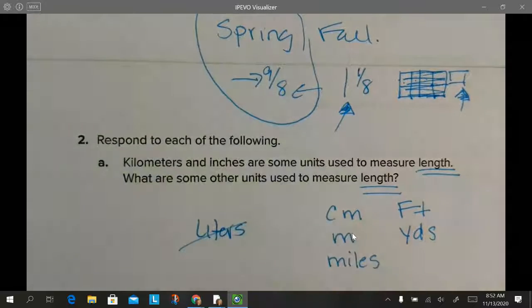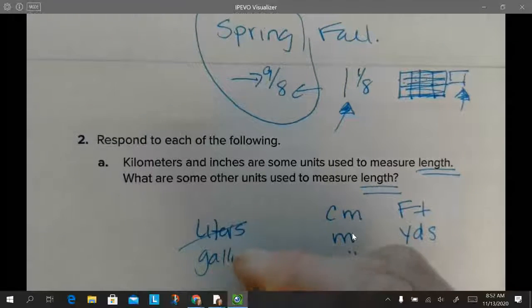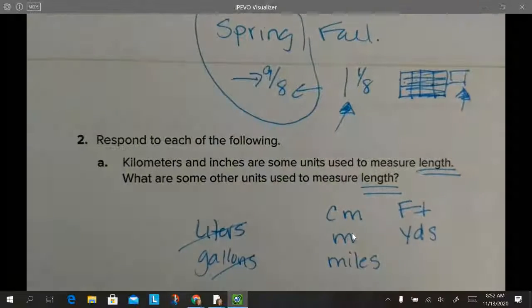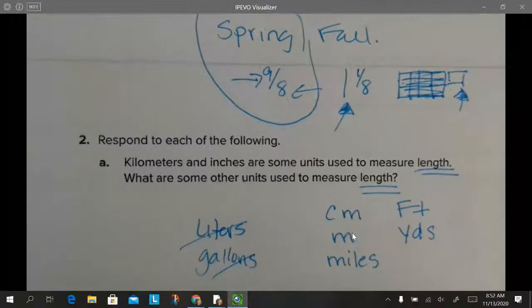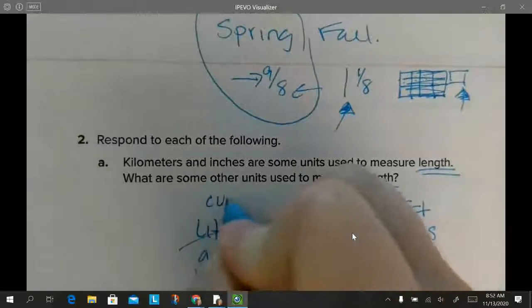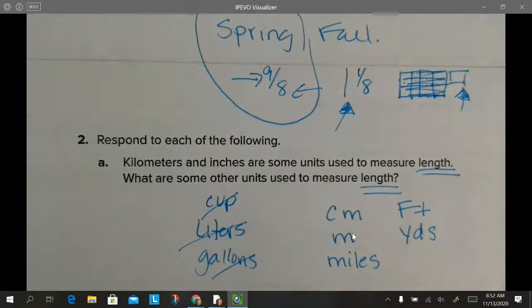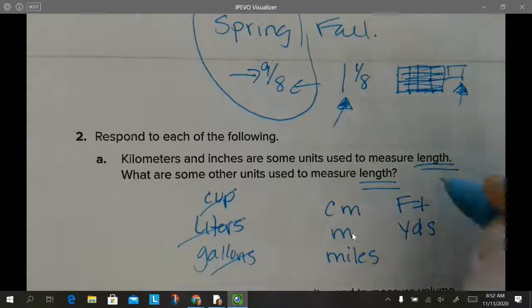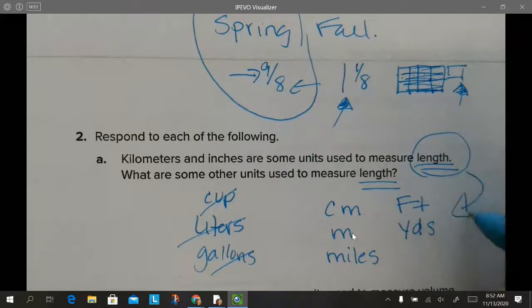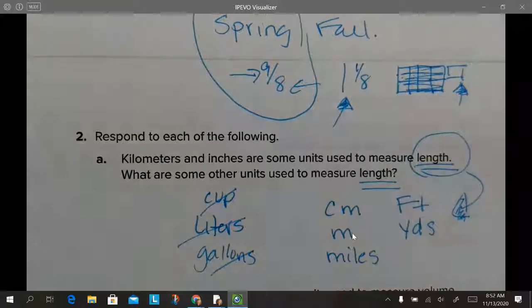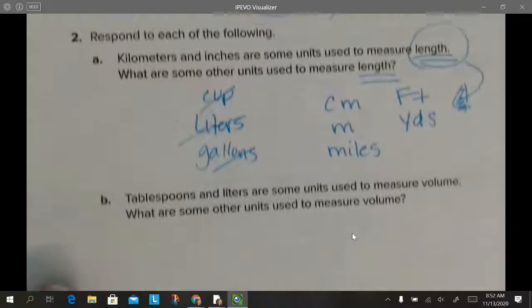All right, but you would not want to use liters, okay? No, you don't want to use liters because that's going to measure a liquid. You wouldn't want to use gallons because that's going to measure a liquid. You wouldn't want to use a cup, okay, because that's going to be the capacity of something like either flour or sugar, or it could be a liquid, all right? So when you're thinking about length, you want to use these, okay?